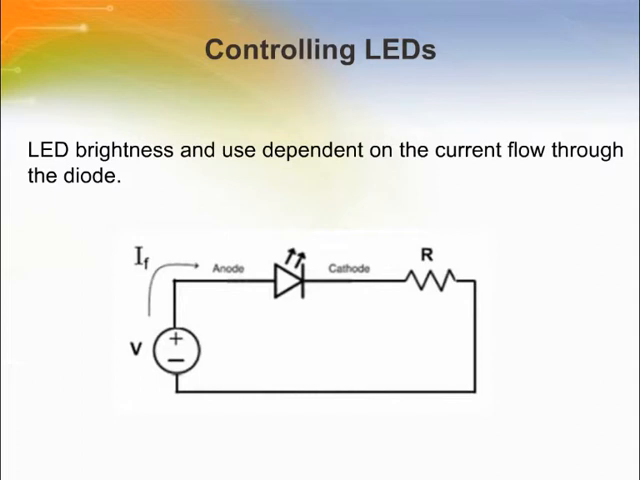This is the electrical symbol for an LED. A simple LED circuit contains a voltage source and a tuned resistor. The value of the resistor affects the current flowing into the diode.